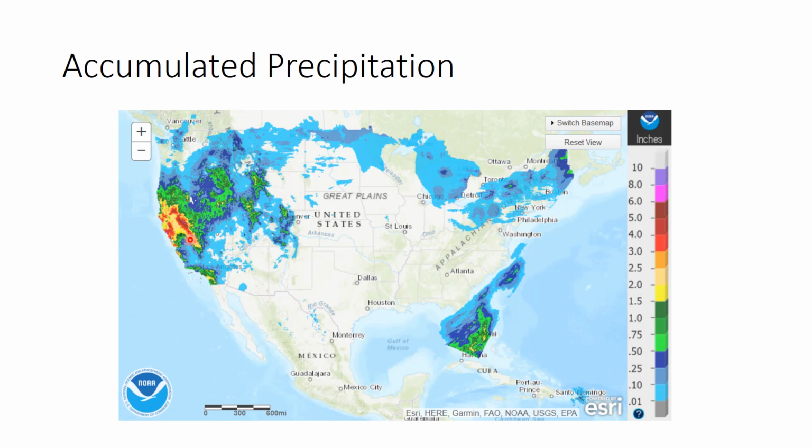And if I'm looking at the scale, in fact, I even see a tiny bit of magenta over here. If I look at the scale, it would be somewhere between 5 and 6 inches of rain. And that really tiny little magenta area would be somewhere between 6 and 8. So that means that the most accumulated precipitation in the last 24 hours was somewhere between 6 and 8 inches of rain. That's a lot of rain.